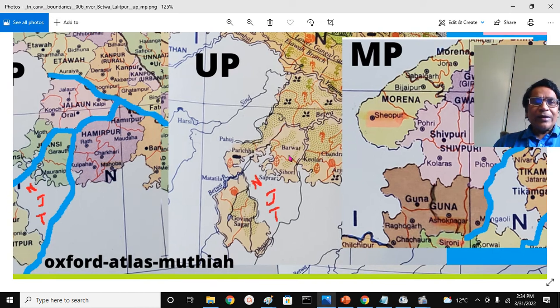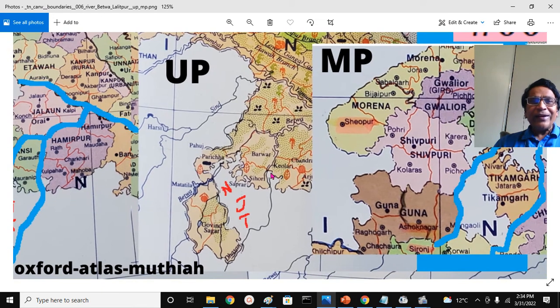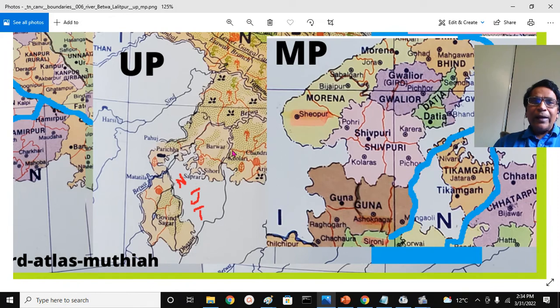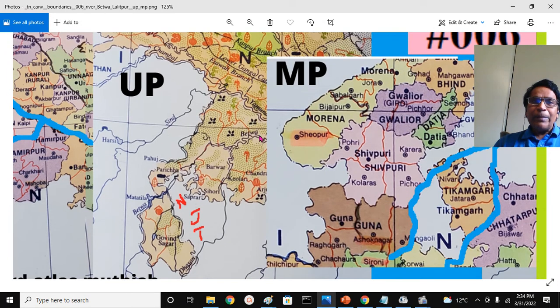The historic city and fort of the ancient kingdom of Orchha lies somewhere here, and you can see the Dhasan river. This is the Tikamgarh district, Tikamgarh and Jatara and Niwari region. Tikamgarh, Jatara and Niwari, and the Dhasan river joins the Betwa somewhere here, the Betwa joins the Yamuna. This is Jalaun district, this is Hamirpur district.